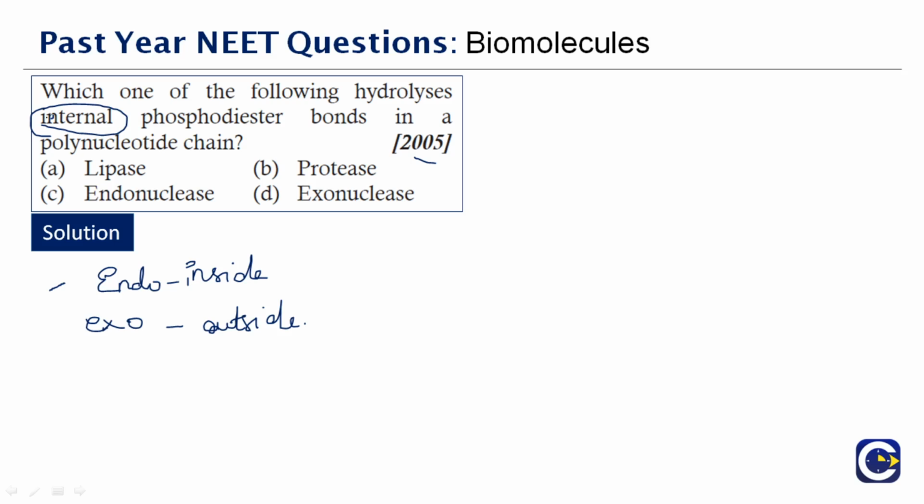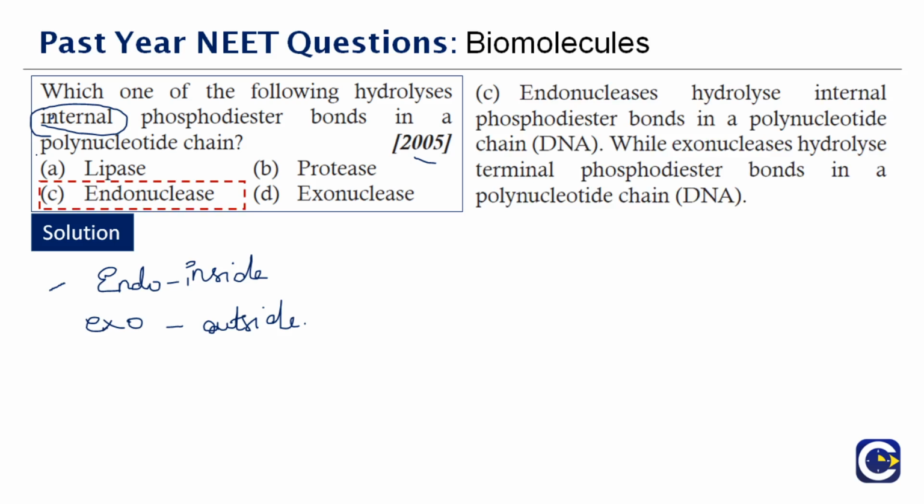When I say polynucleotide chain, they are referring to DNA, while exonuclease will hydrolyze the terminal bonds present on the outside or at the ends. The ones which are present at the terminal ends will be hydrolyzed with the help of exonuclease. Therefore, the correct answer to this question is option C, endonuclease.